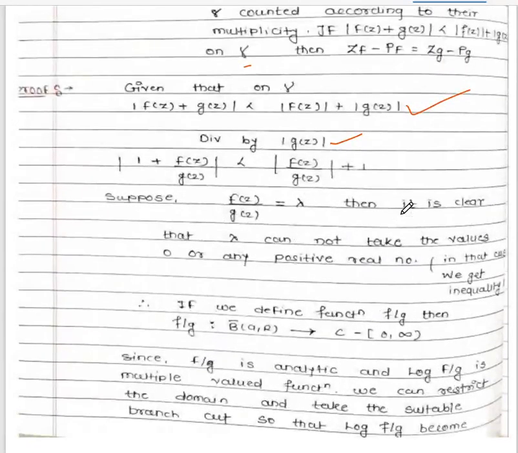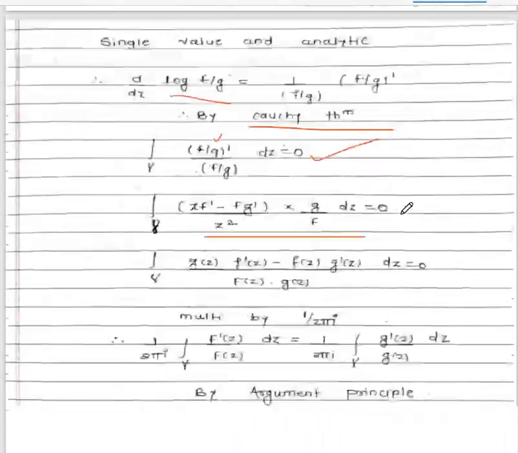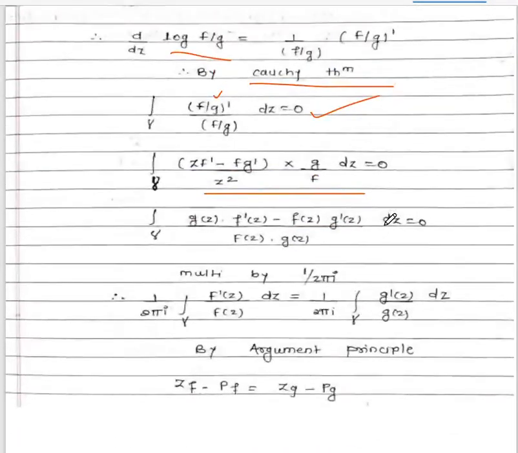Then what is the next step? Now we will separate this term. So this can be written as f of z, g of z into f dash of z.